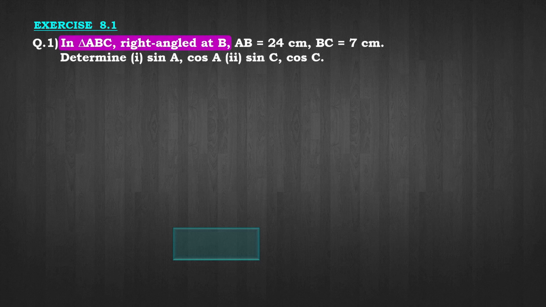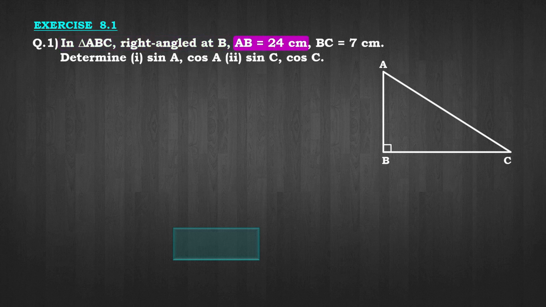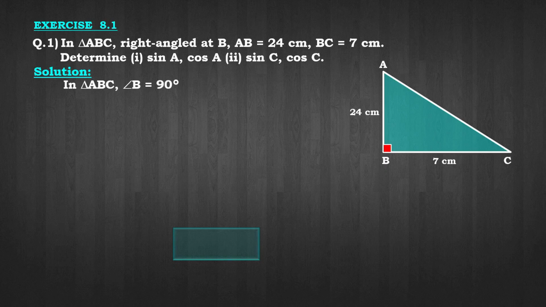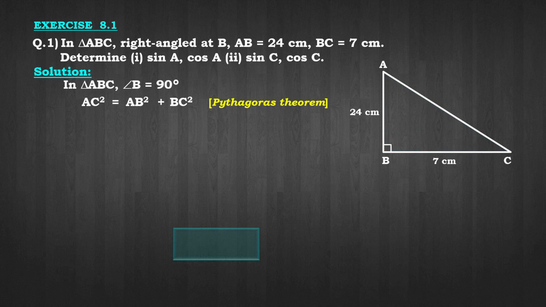First, since the triangle is right-angled at B, the side opposite the right angle is AC. So, AC is the hypotenuse. To find the length of the hypotenuse, we use Pythagoras' theorem. According to this theorem, the square of the hypotenuse is equal to the sum of the squares of the other two sides. So, the square of AC is equal to the square of AB plus the square of BC.